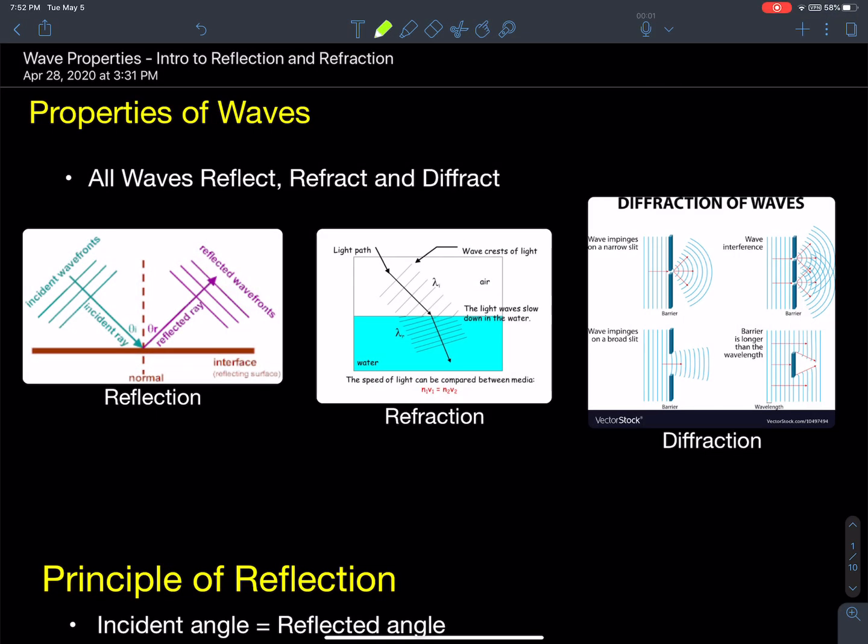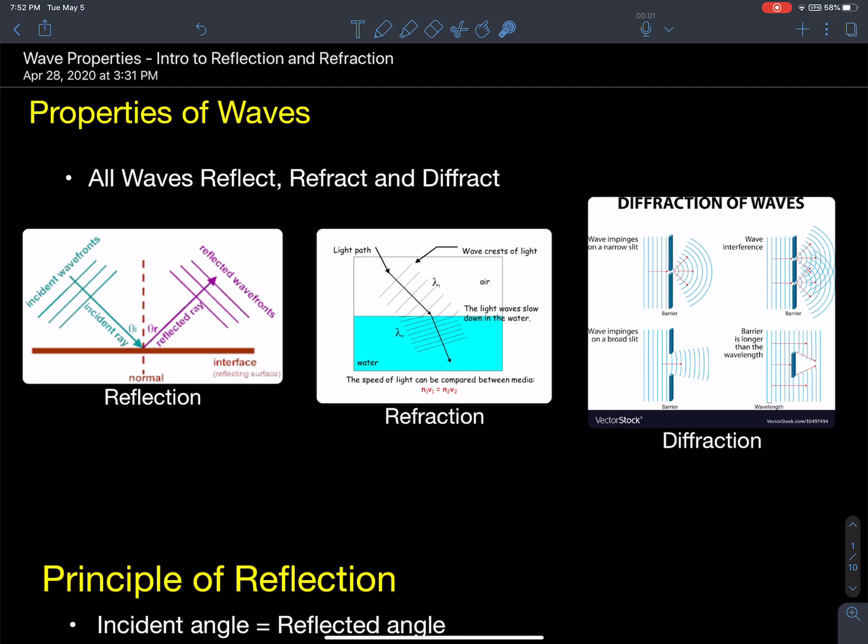Okay, after learning about the characteristics of waves, the speed of waves, and how to draw them as rays and wave fronts, it's now time to talk about the properties of waves. Anything that behaves like a wave reflects, refracts, and diffracts. Those are three things. So if I see a particle behaving like a wave, it must reflect, refract, and diffract. And that's going to be the topic of the next few videos.